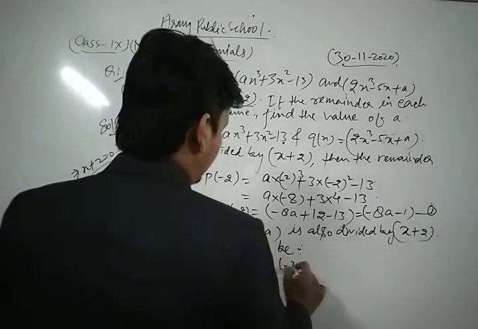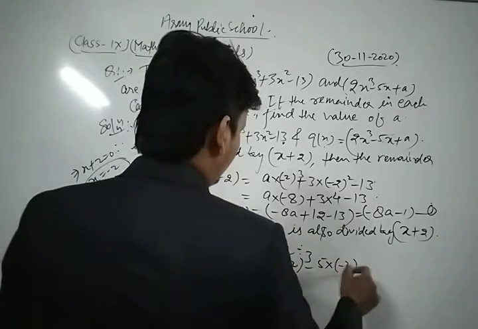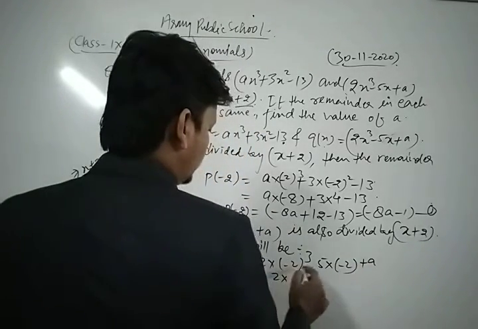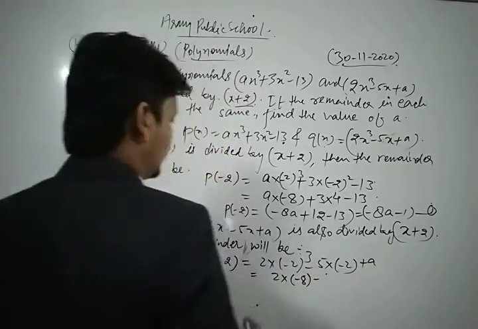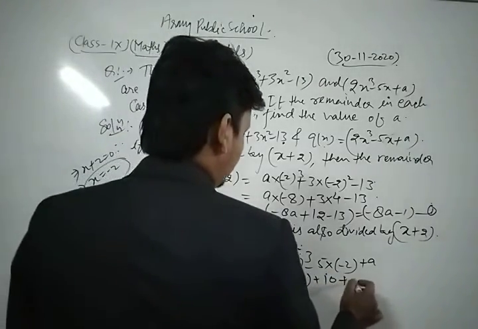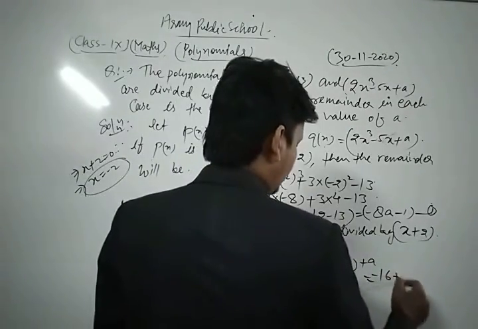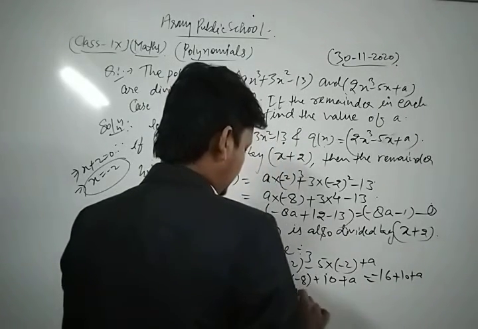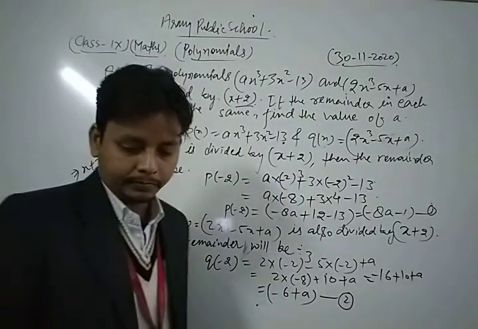2 into minus 2 cube, minus 5 into minus 2, plus a. So 2 into minus 8 is minus 16, and minus 5 into minus 2 is plus 10, and plus a as it is. So we get minus 16 plus 10 plus a, which is a minus 6. We take this as equation number 2.